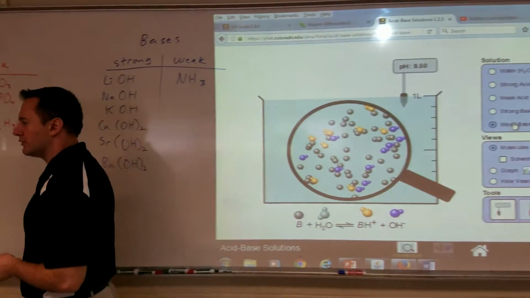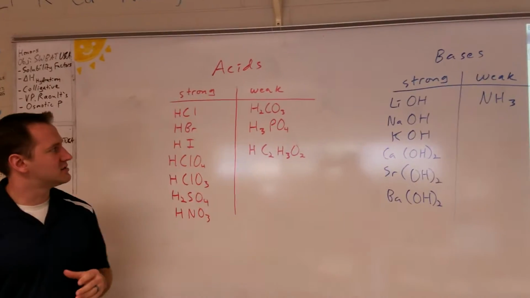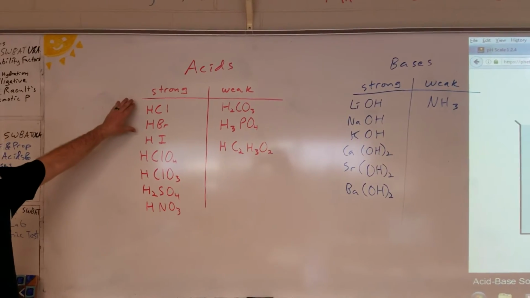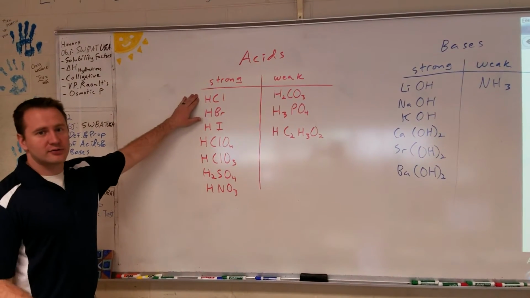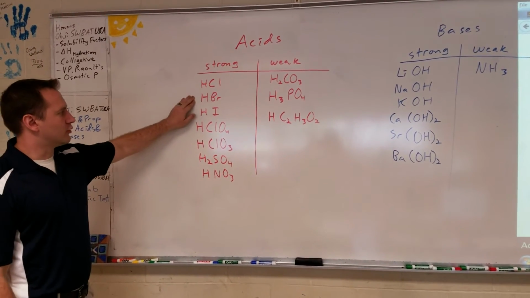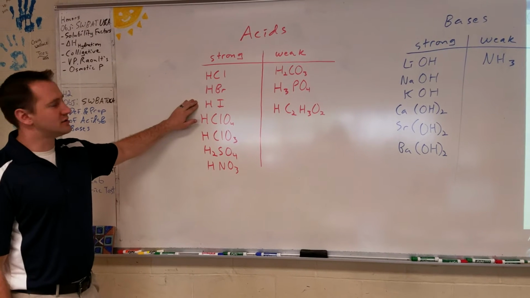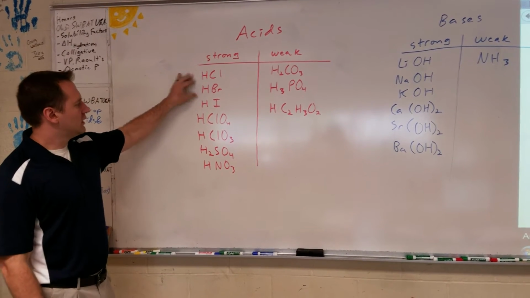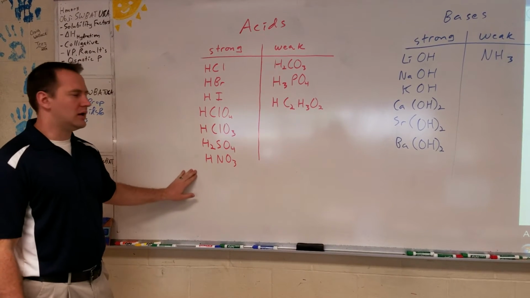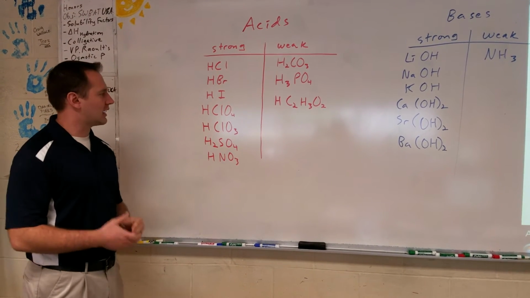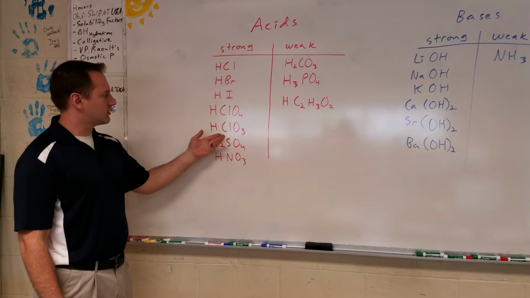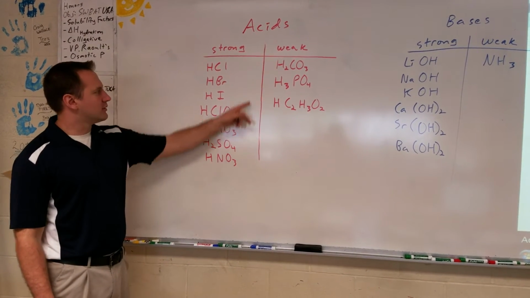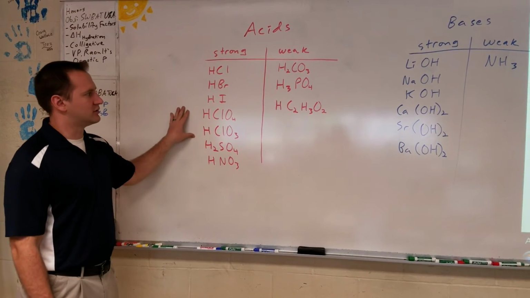So if we come over here, we have a list of some strong acids and bases and some weak acids and bases. For strong acids, we have hydrochloric acid, hydrobromic acid, hydroiodic acid. These are all halogens, or hydrohalides. And then we have some that contain polyatomic ions: perchloric acid, chloric acid, sulfuric acid, and nitric acid. These are pretty much the only strong acids you need to know about.